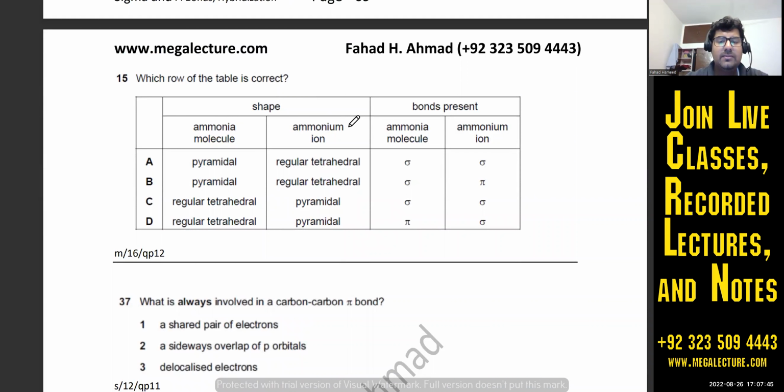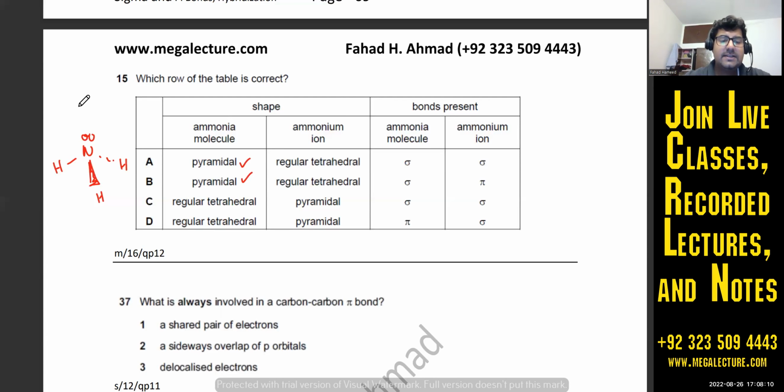Ammonia molecule, ammonium ion. I'm going to draw both of them. Ammonia has 3 bonds and 1 lone pair. So that is what ammonia is. How do I know? Nitrogen has 5 electrons, so there are 2 left. So this ammonia molecule is pyramidal. That's what ammonia is.